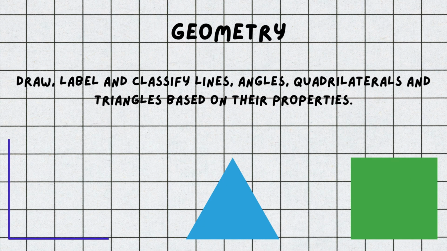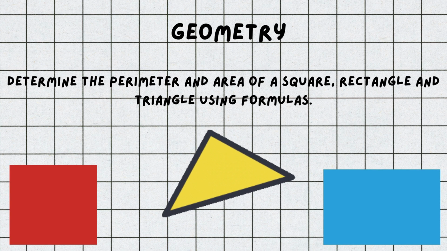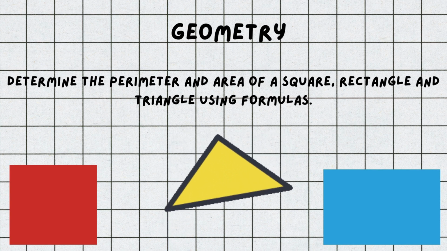Geometry. Draw, label, and classify lines, angles, and quadrilaterals and triangles based on their properties. Determine the perimeter and area of a square, rectangle, and triangle using formulas.